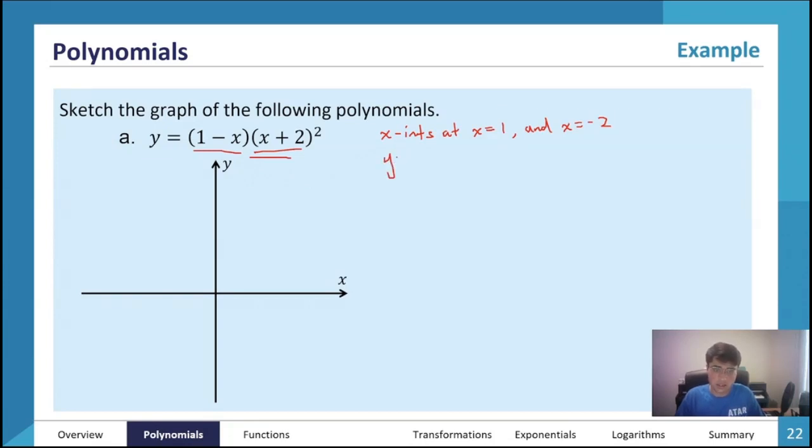Y-intercept, we have to find that. So when x is equal to 0, we have y is equal to 1 minus 0 times 0 plus 2 squared. And that's just going to be, well, 1 minus 0 is 1. 0 plus 2 is just 2, so 2 squared, that's going to be 4. Okay. Turning points. Yeah, it might be worth doing the turning points too, just for the sake of completeness.